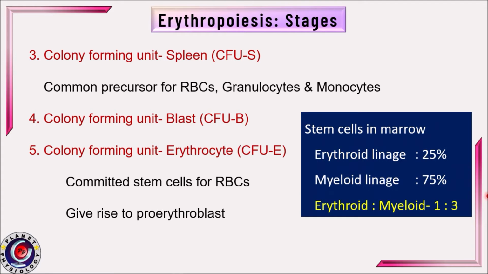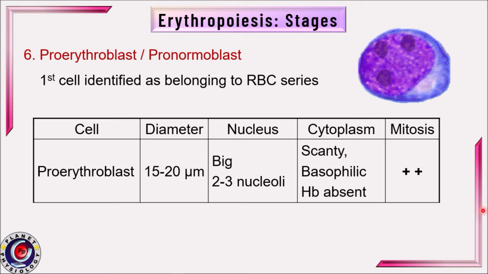Now within the marrow, cells which give rise to RBCs are just 25% in number. These cells are called the erythroid lineage, whereas the myeloid lineage which gives rise to WBCs occupies 75% of the population of precursor cells. So the erythroid to myeloid ratio is 1:3. Now let us study this proerythroblast, which is also called the pronormoblast.